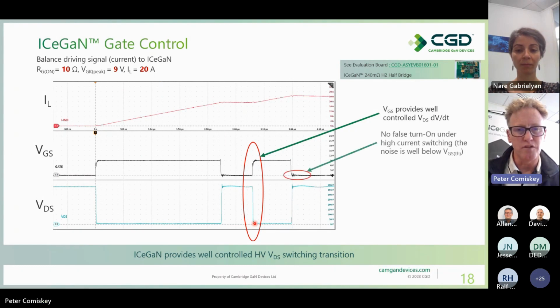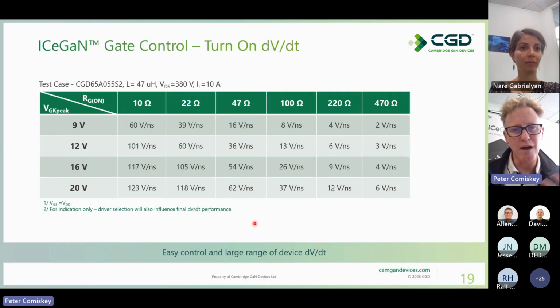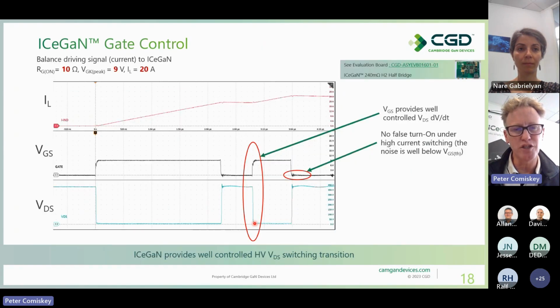And you can see here nice clean waveforms first of all, and also certainly no evidence of false turn on, and very little noise as a consequence of this switching. So we see a nice turn on and turn off transition. Now we're just going to look at how we can vary the 60 volt per nanosecond dV/dt I mentioned on this slide.